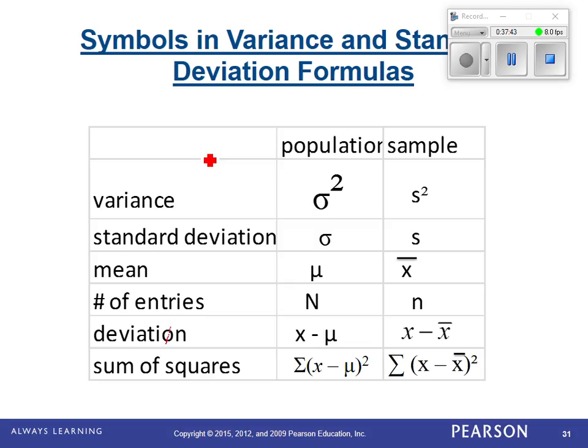Alright, these are all the different symbols. Might copy this down. That's all your symbols for variance, if you're dealing with a population or you're dealing with a sample. Symbols for standard deviation, symbols for mean, number of entries, the deviation, and then the sum of squares. And that right there should be X bar. My bar looks like it got moved a little bit or something.